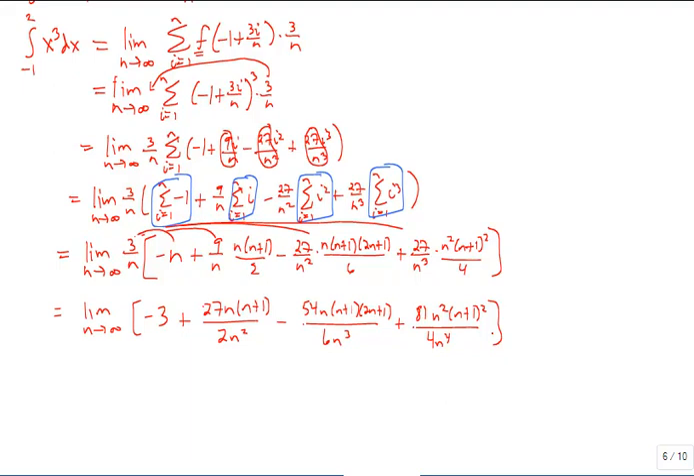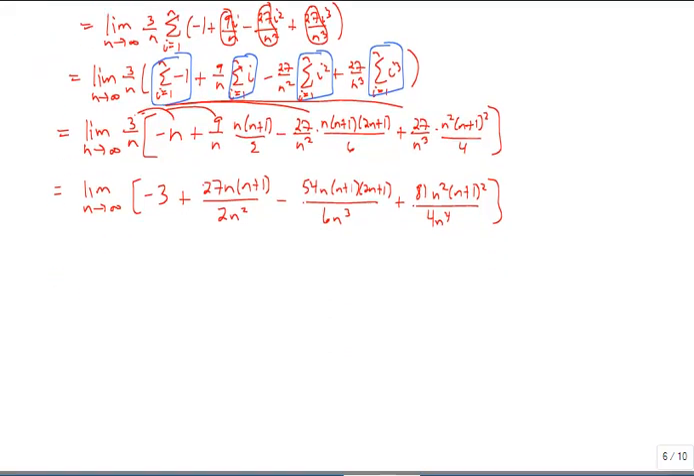So I'm not really doing any simplifying, because when I do my limit at this stage, I'm going to just look at what dominates on the top and on the bottom. So the limit of a constant is that constant, so this will stay -3. For this one, what dominates on top is 27n squared, and on the bottom it's a 2n squared, so that's going to be 27 over 2.